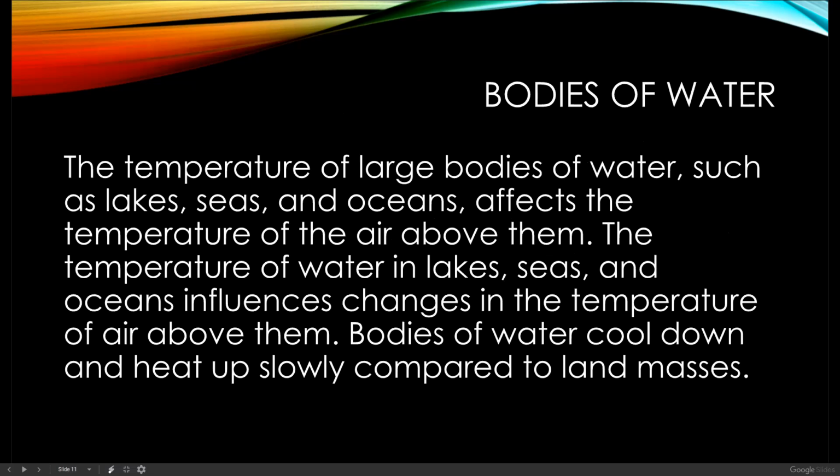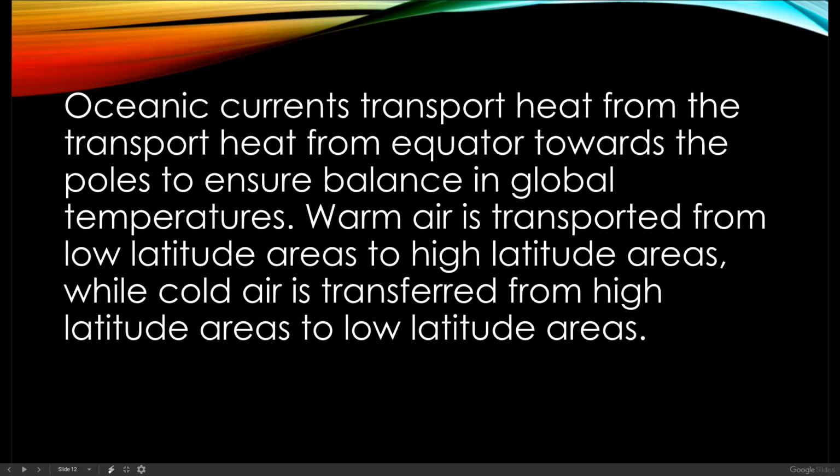Bodies of water. The temperature of large bodies of water, such as lakes, seas, and oceans, affects the temperature of air above them. Yes, the temperature of water in lakes, seas, and oceans influences changes in temperature of air above them. Bodies of water cool down and heat up slowly compared to the land masses. Oceanic currents transport heat from the equator towards the poles to ensure balance in global temperatures.